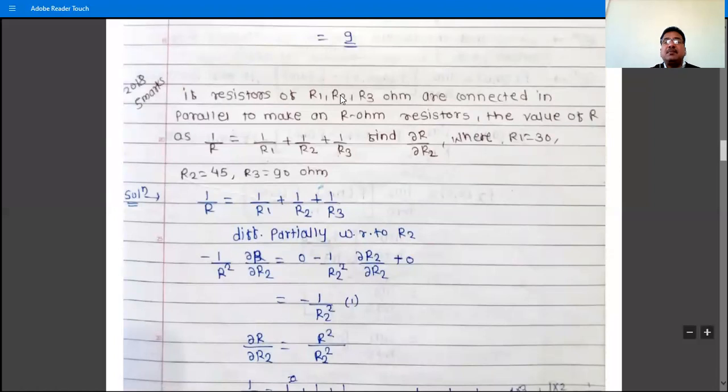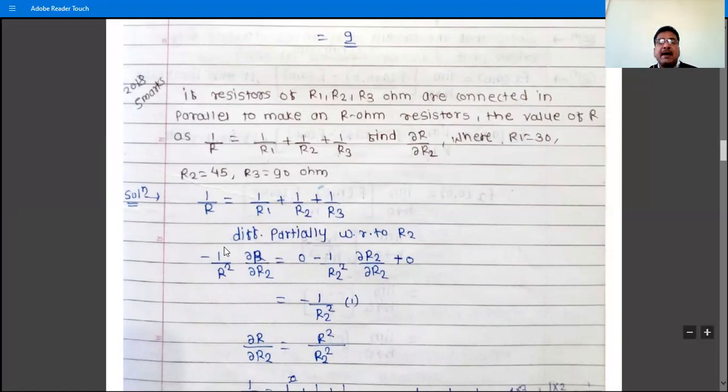if resistors of R1, R2, R3 ohms are connected in parallel to make an R ohm resistor, the value of R is given by 1/R = 1/R1 + 1/R2 + 1/R3, and we have to find ∂R/∂R2 where R1, R2 and R3 are given. So differentiate this equation with respect to R2.